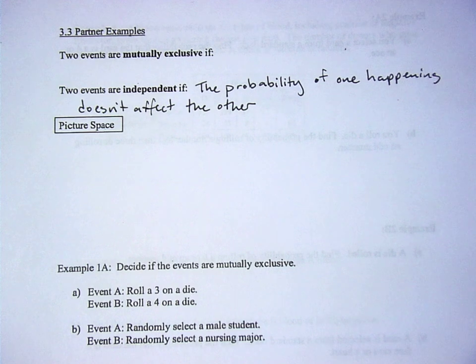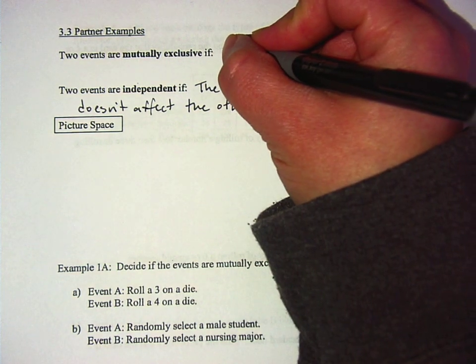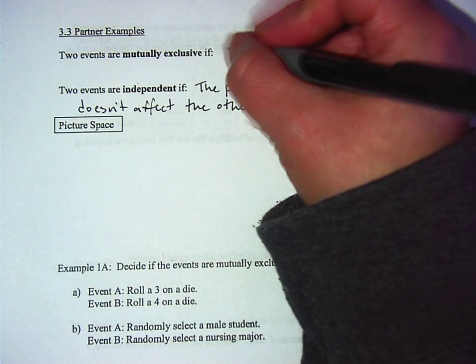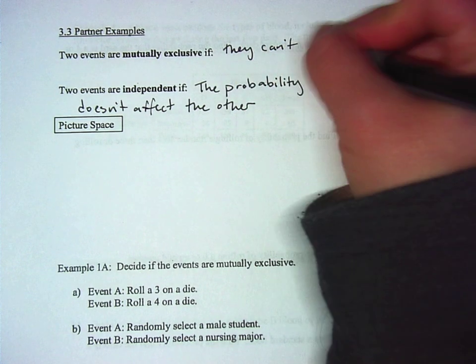Mutually exclusive is a completely different thing. Mutually exclusive simply means that two events are mutually exclusive if they can't happen at the same time.